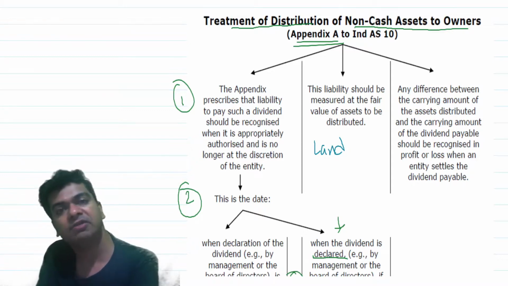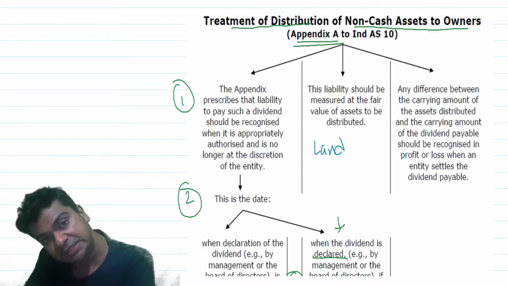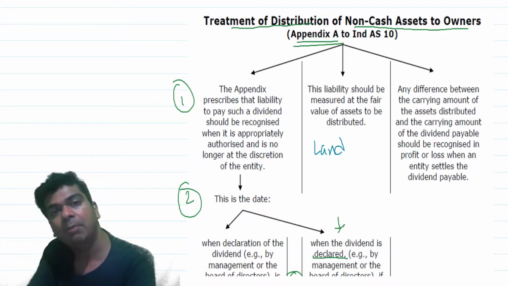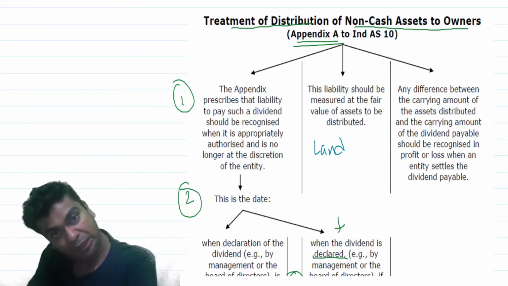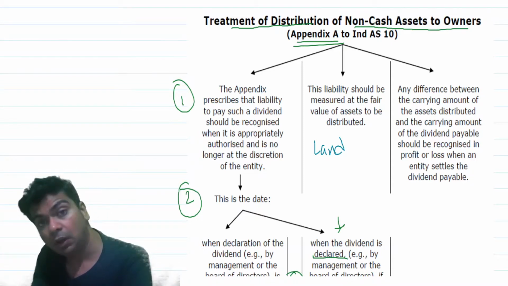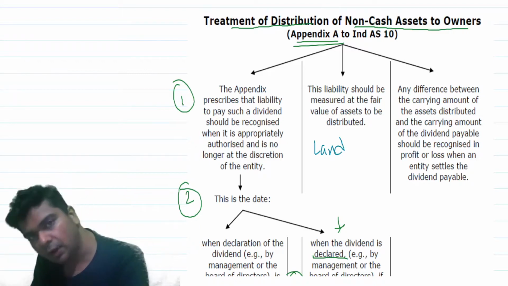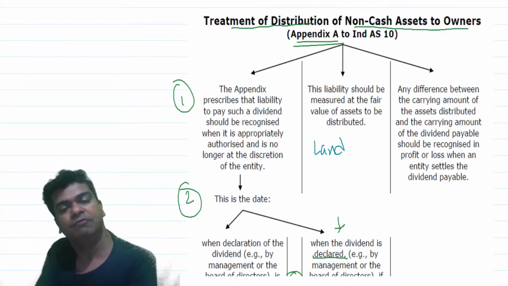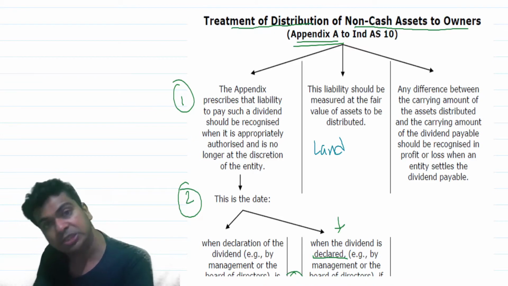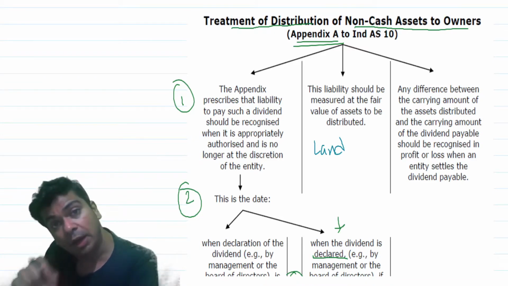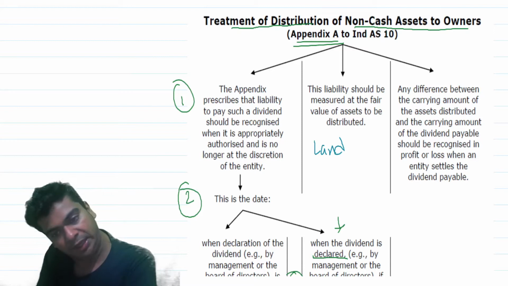There is an entity which has only four shareholders and it has decided to distribute land amongst those four shareholders in lieu of cash dividend. Now, as I said, the moment the dividend is authorized, I will record an accounting entry for the dividend payable. Question is, at what amount will I record the accounting entry?